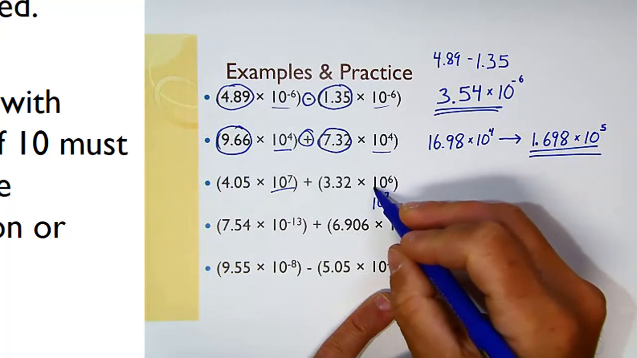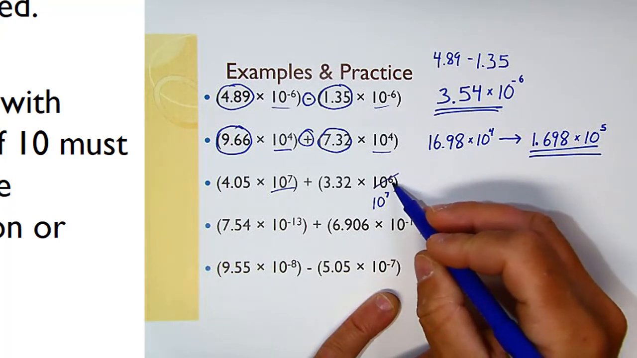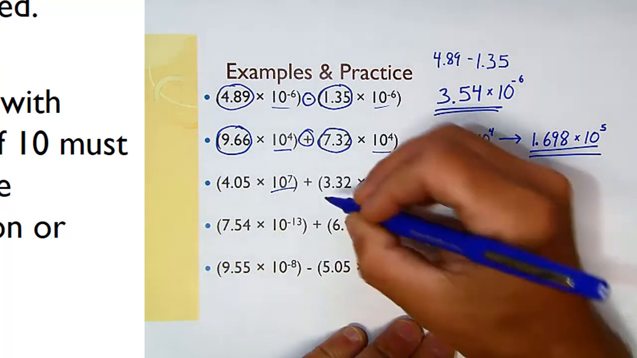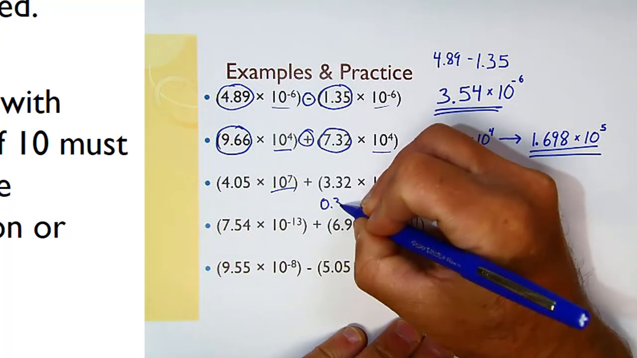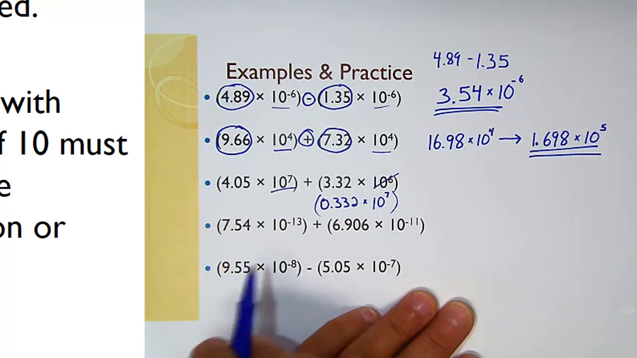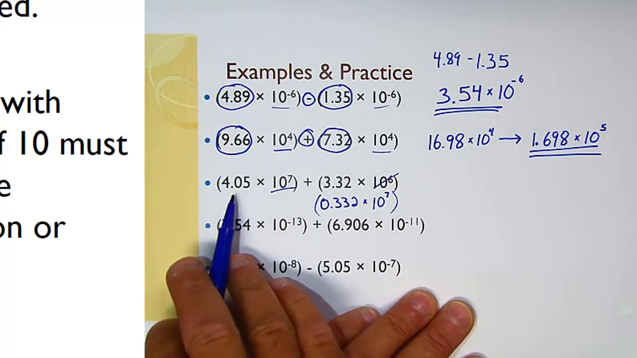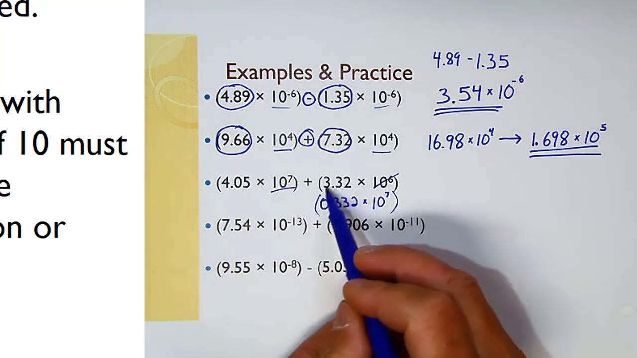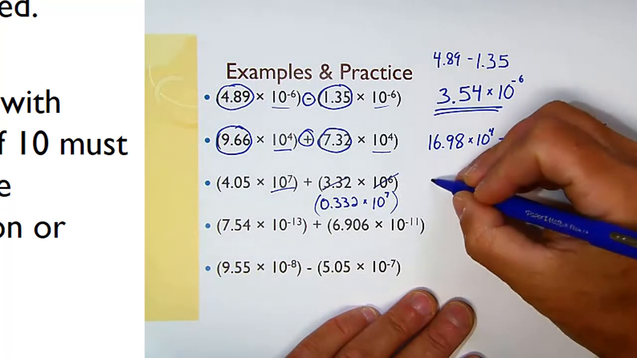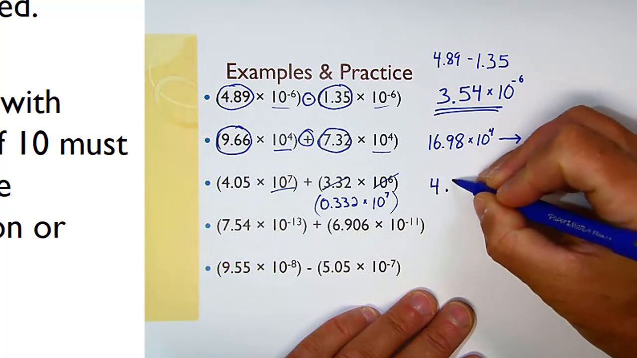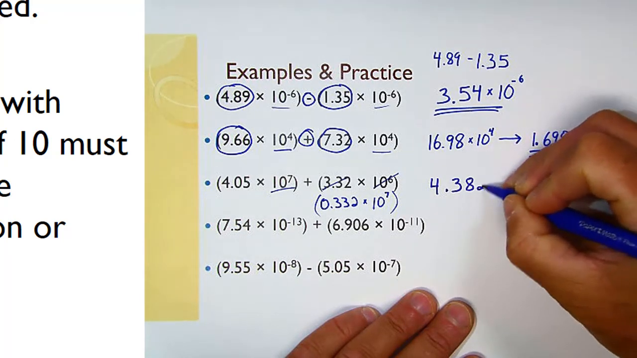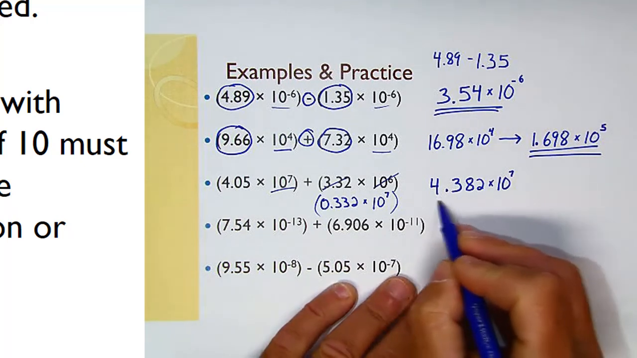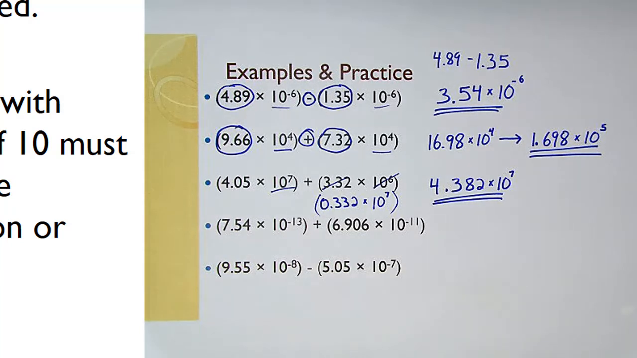So if I make the 10 to the 6th into 10 to the 7th, that is to say if the power of 10 has to go one spot bigger, then our coefficient has to go one spot smaller. That becomes 0.332. And now that the powers of 10 match, we can add our coefficients. 4.05 plus 0.332, our new coefficient, becomes 4.382. And those are now 10 to the 7th. Our coefficient is between 1 and 10, which is what we like. We're done.